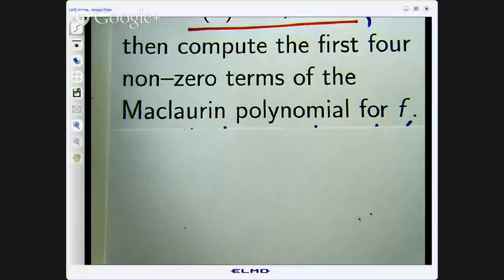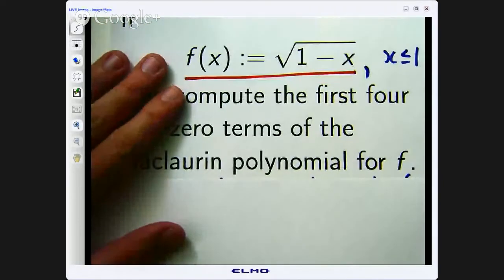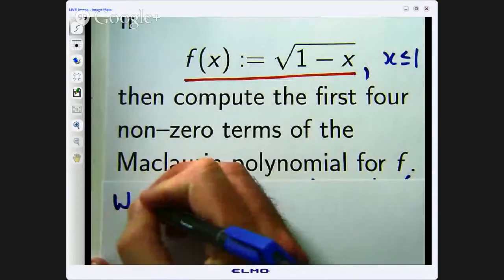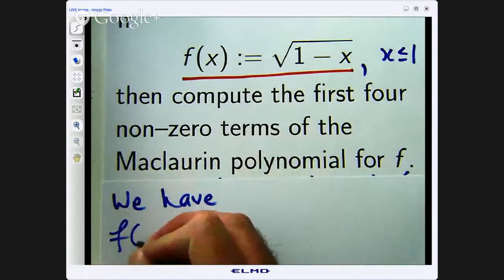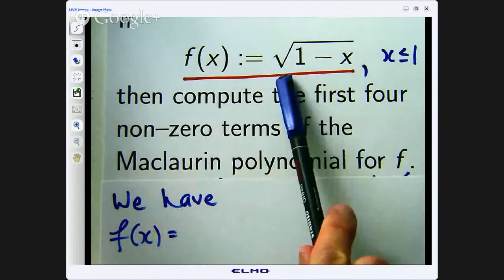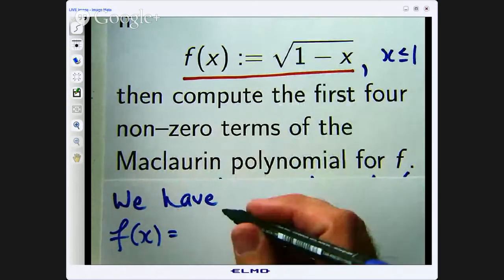Now, the way I like to do it is just to form a little table and down the left-hand side you have the derivatives, and down the right-hand side you have the derivatives evaluated at x equals 0. So let me show you. All right, so remember, here's our f, and we have the following. All right, so let's write this square root as power 1/2.